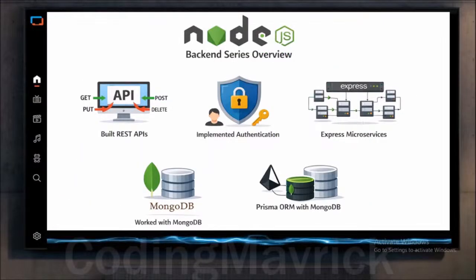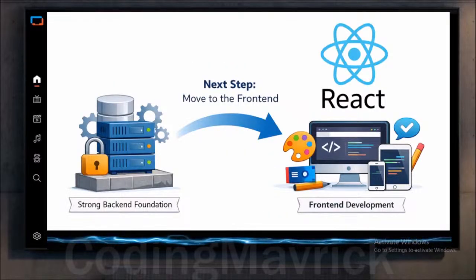So far in our Node.js series, we have learned how to build real backend systems. We built REST APIs, implemented authentication, then we designed Express-based microservices. We worked with MongoDB and we persisted data using Prisma ORM with MongoDB. This means our backend foundation is already strong. Now the next logical step in our learning path is the front end, and that is where React comes in.